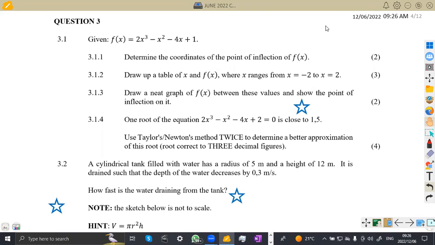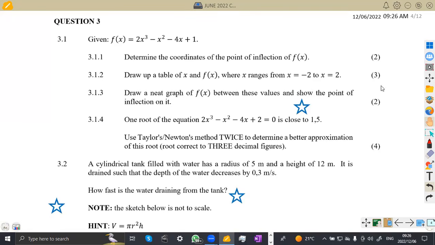We are going to continue on the question paper that we were focusing on, the June 2022 exams that we had. Now in question number 3, we have some questions that we are going to check. Actually, everything on question number 3. We are given the first part without wasting much time.